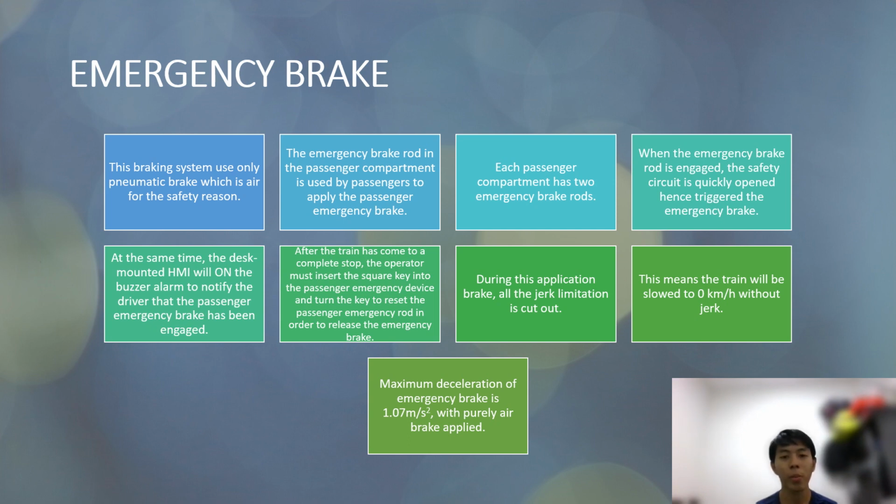During this brake application, all the jerk limitation is cut out. This means the train will slow to 0 km per hour without a jerk limit. Maximum deceleration of the emergency brake is 1.07 meter per second square with purely air brake applied.